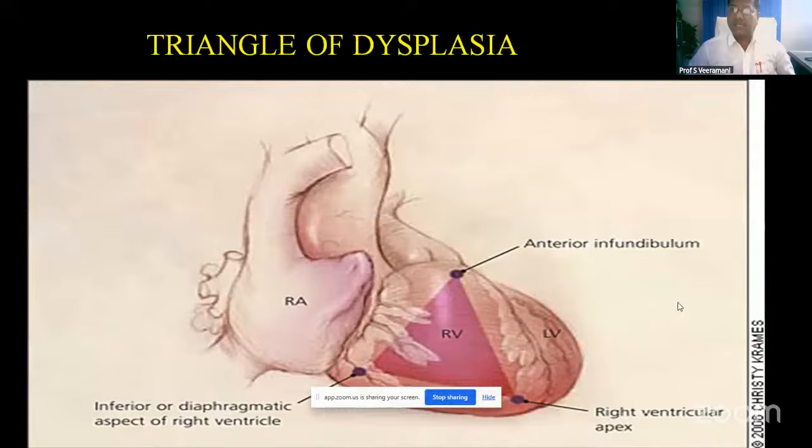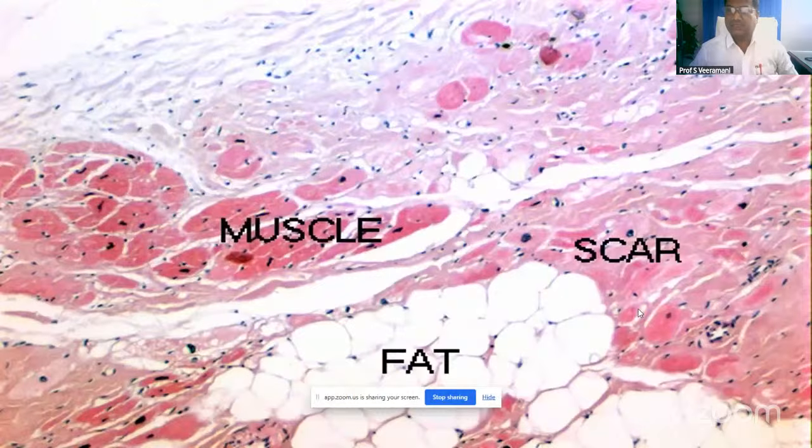Here is the triangle of dysplasia. The inferior diaphragmatic aspect of the right ventricle, the anterior infundibulum, and the right ventricular apex. This area is very commonly affected by ARVD. And here comes the microscopic picture in which, in between the muscles, there is scar tissue and fibrofatty infiltration.